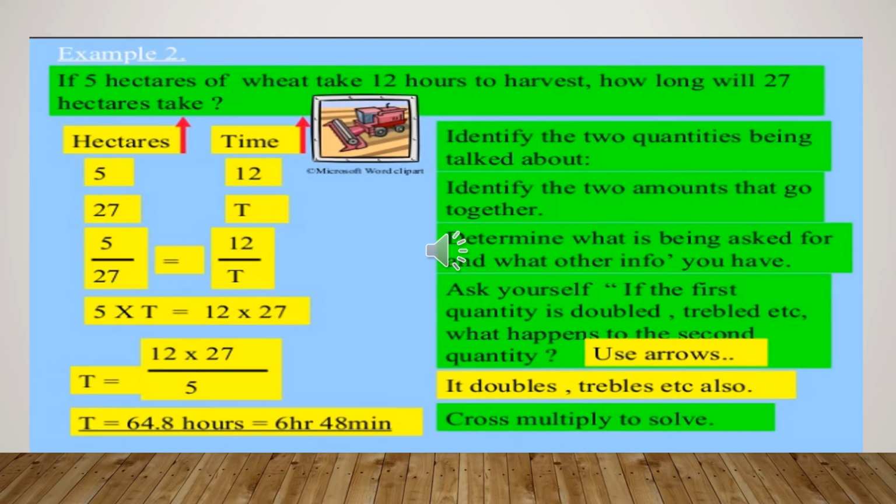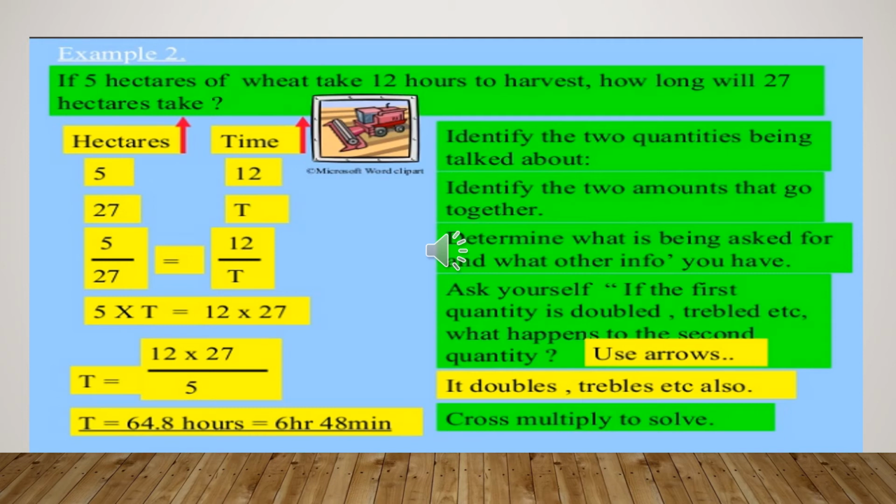Let's come to example number 2. If 5 hectares of wheat take 12 hours to harvest, how long will 27 hectares take? First of all, you need to understand what a hectare is. A hectare is basically a unit for measuring area, equal to 10,000 square meters, and it is used to measure land.